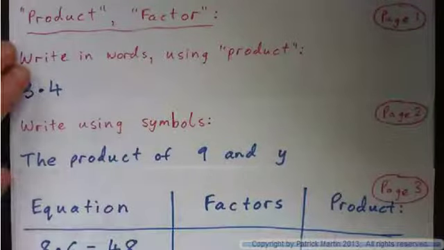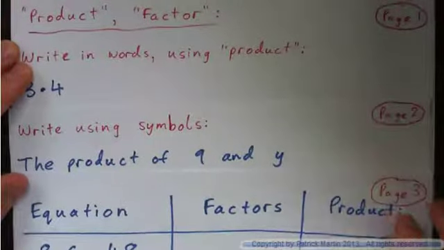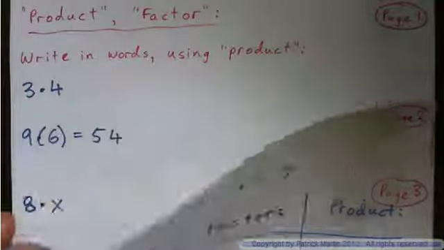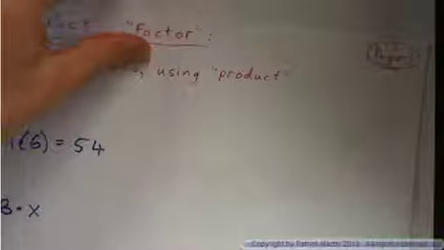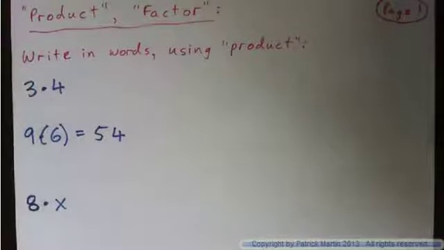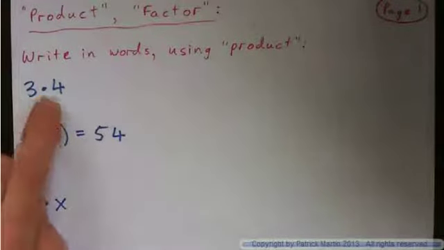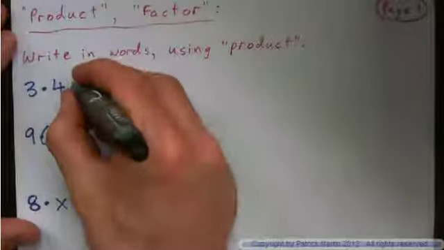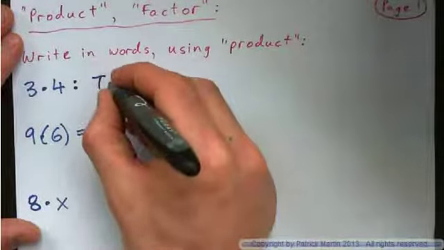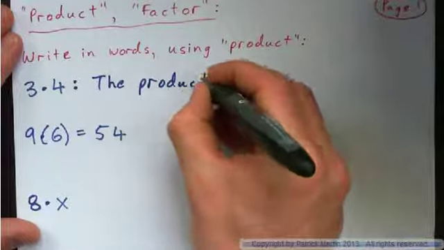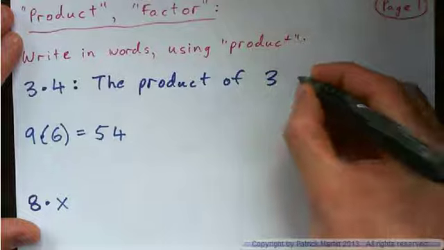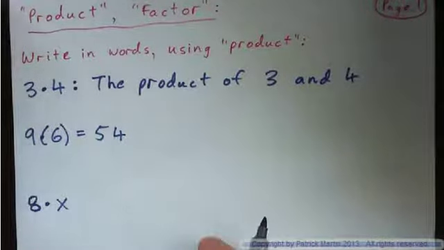In this video we're going to look at using the words product and factor, so we'll do these 3 pages, and this is page 1, this is page 2, and this is page 3. So page 1, write in words using the word product. 3 multiplied by 4. One way of writing this is you could write it as the product of 3 and 4.